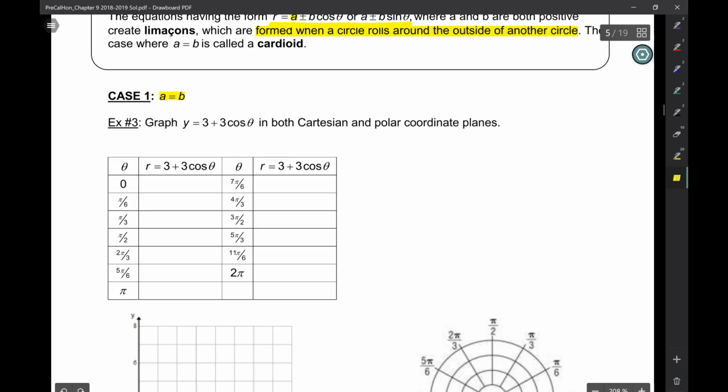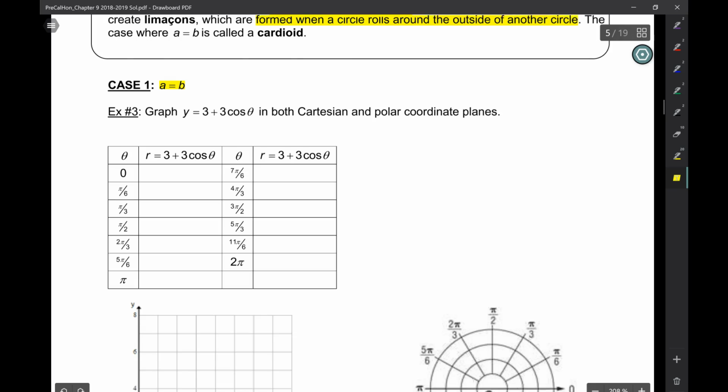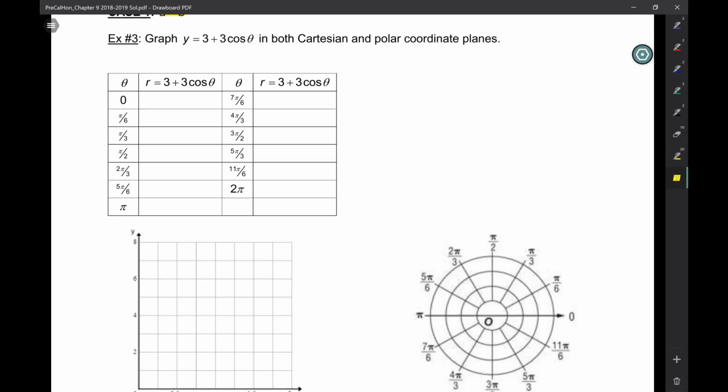So again, I have my values here, right? What we're going to do is fill out this chart. So here I have 3 plus 3 cosine 0. What's cosine 0? 1. So this will be 6. All right?